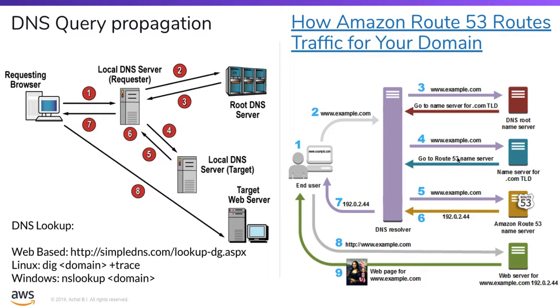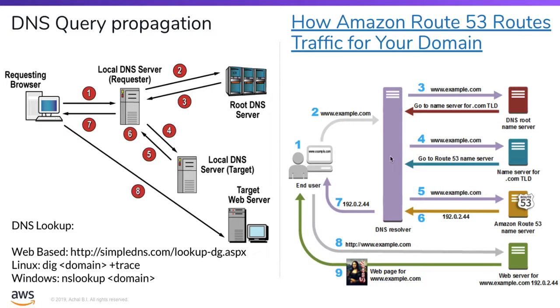So we've already seen how a regular DNS propagation works. Let's see how Route 53 routes its traffic for your domain. So when you say www.example.com, and if this example.com is registered with Route 53, the request still goes to the DNS resolver. This is provided by your ISP.